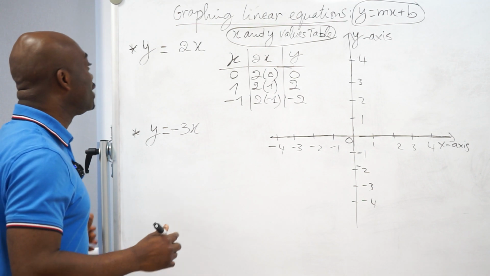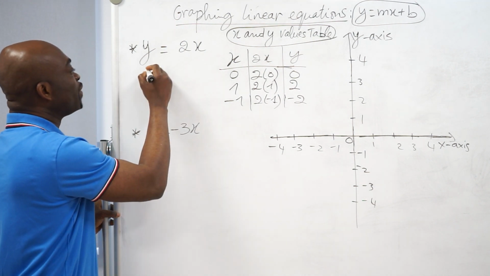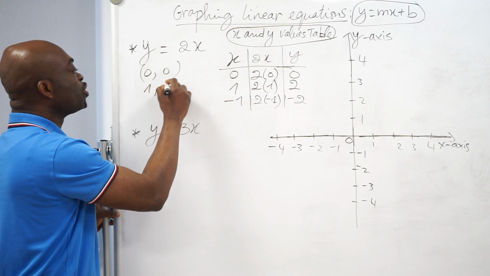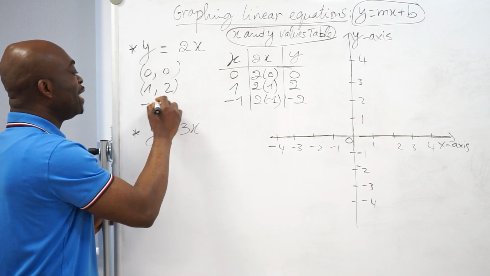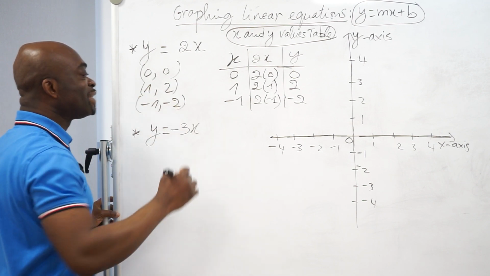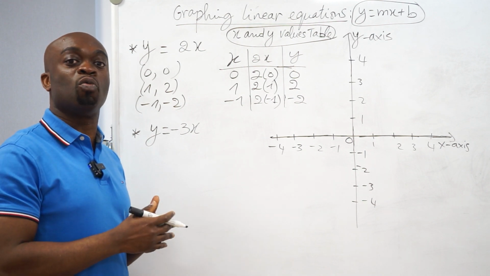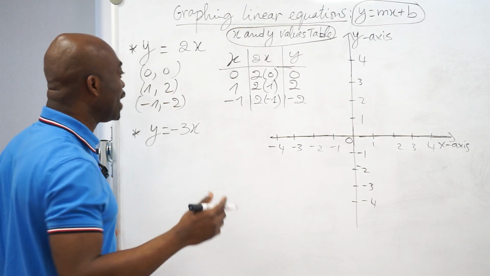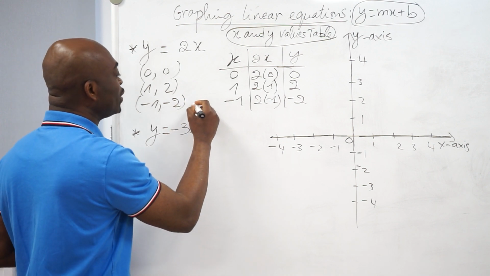Okay, so in this case, once we come back here, we have the points 0, 0, 1, 2, and -1, -2. These same points are the ones that we also call the coordinates. So these are also called coordinates. All right?